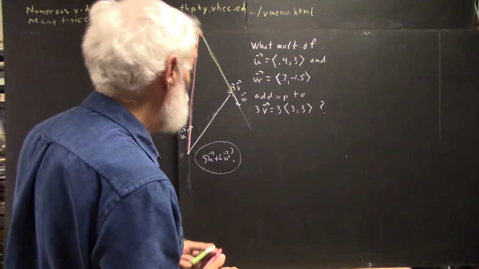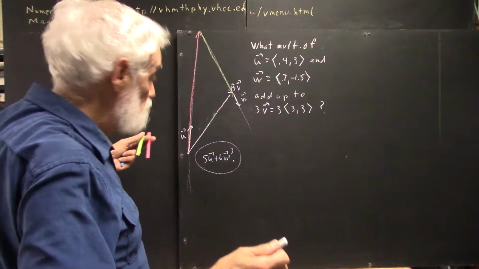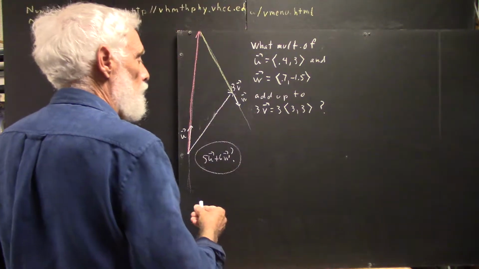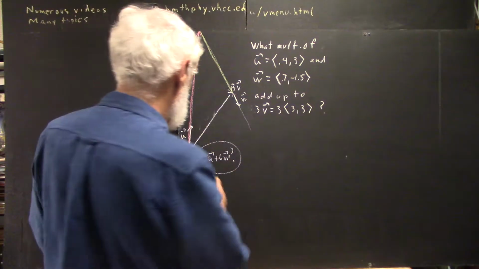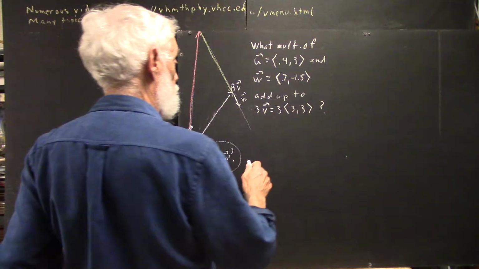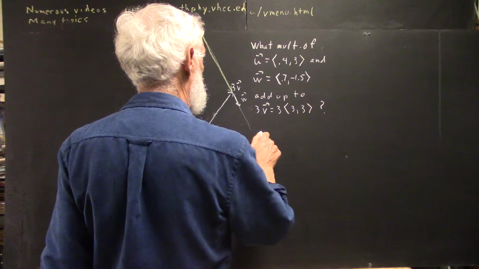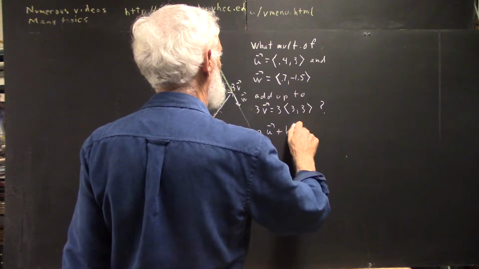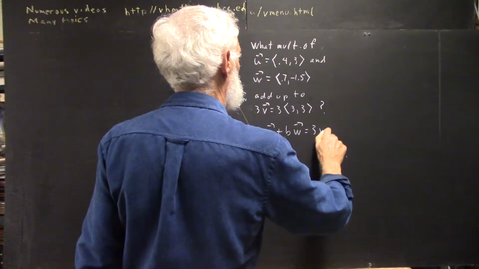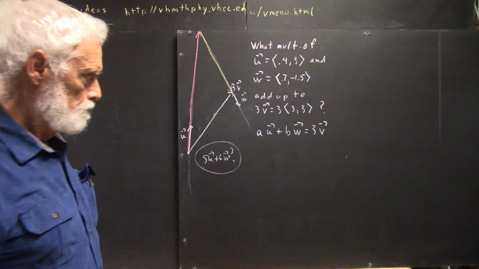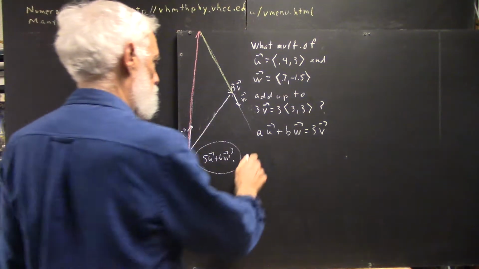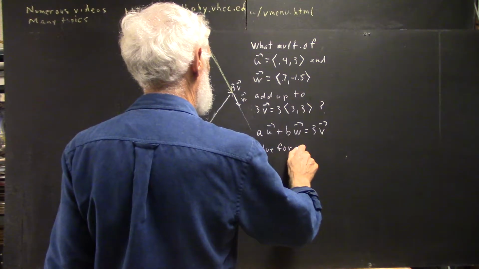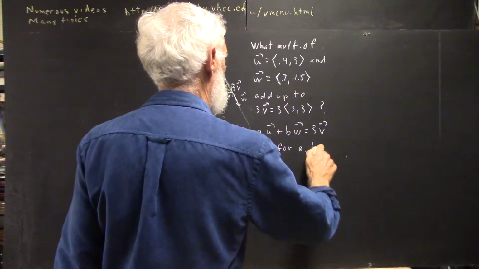So what we do is take some number times u and some number times w, and I'm going to let those numbers be unknown because we don't know what goes in front of u and what goes in front of w. Let a times u plus b times w equal 3 times v. And we want to solve this for a and b.